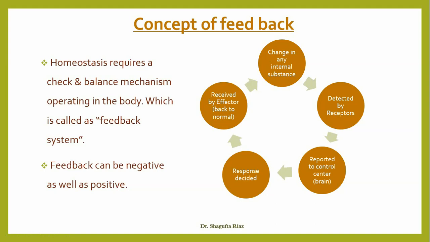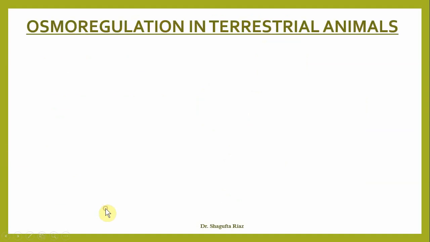While in the positive feedback mechanism, what happens? A series of similar effects is produced in response to the change. For example, if the temperature of the body rises or is high in warm-blooded animals, what happens? It further increases rather than decreasing, like in heat stroke, which is harmful.